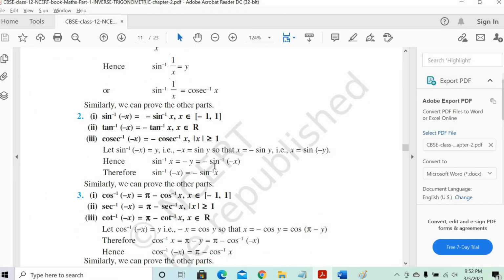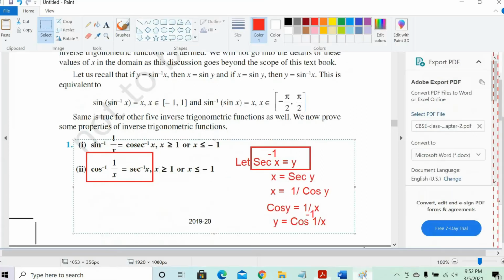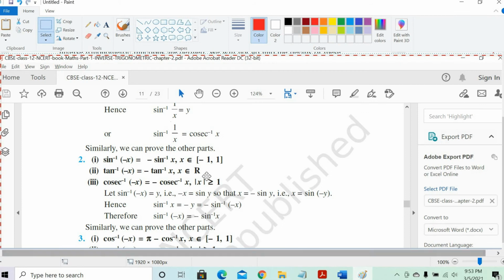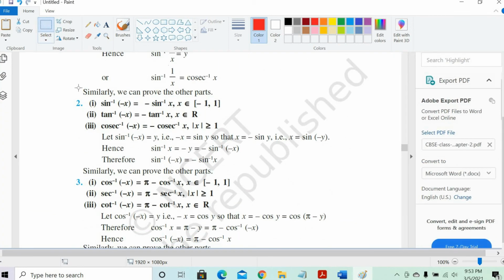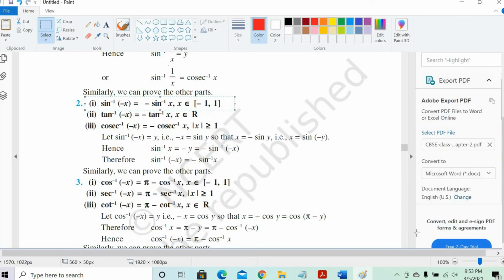Now the next part is sine inverse of minus x is equal to minus sine inverse x, where x belongs to the range minus 1 to 1. So let's understand this part: how the sine inverse of minus x is basically equal to minus sine inverse x. Clear? The method remains the same.